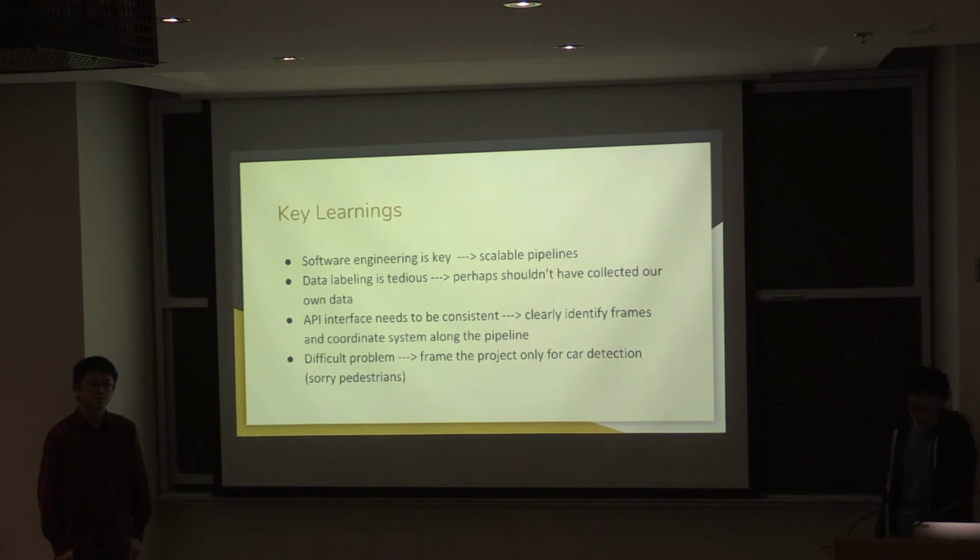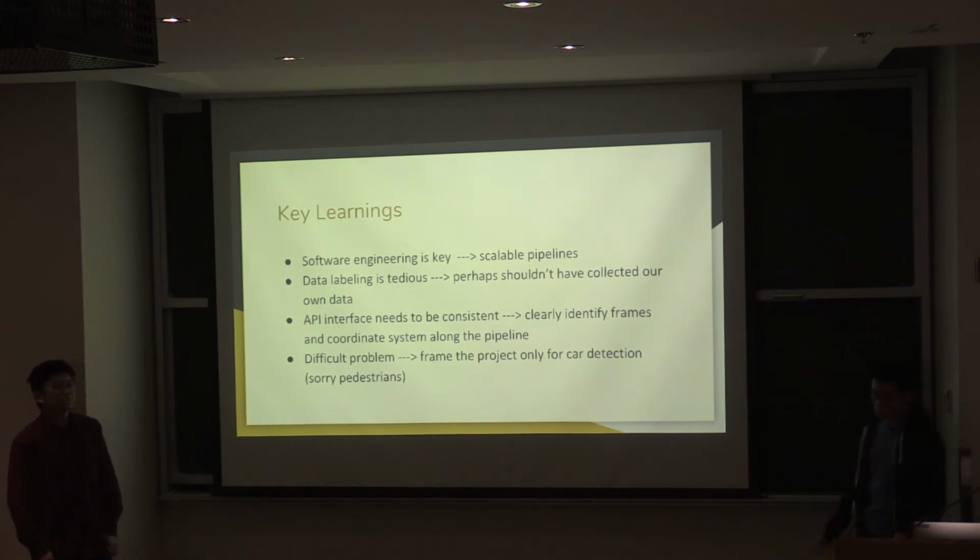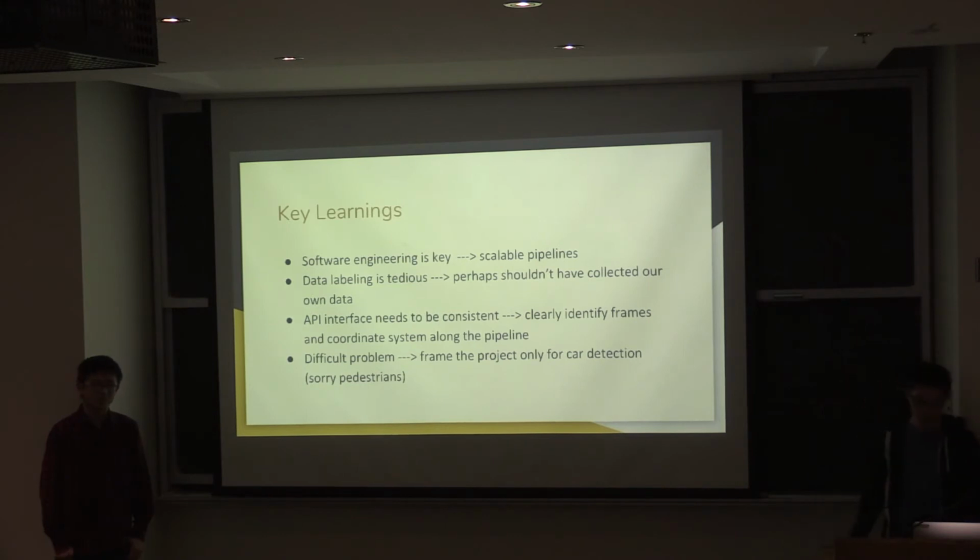For the project, our key learning is that software engineering is key. You want scalable pipelines so that when you switch between testing, training, and validation, you don't have to change too much code. Data labeling was a bit tedious, so perhaps we shouldn't have tried labeling our own data just for this project. And of course, there's the difficult problem of detecting pedestrians. It was hard to incorporate the pedestrians into the network, so perhaps we shouldn't have framed it for pedestrians and cars, just the cars. And that's it.